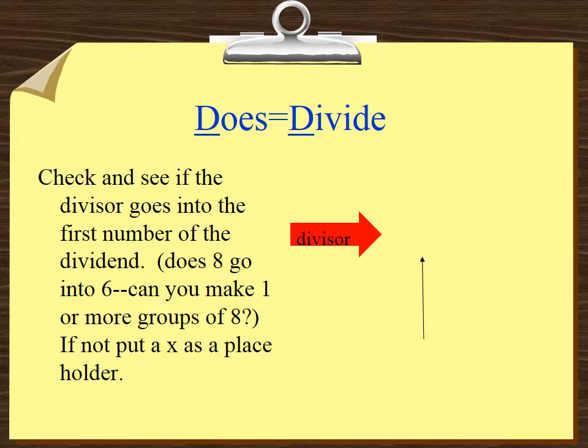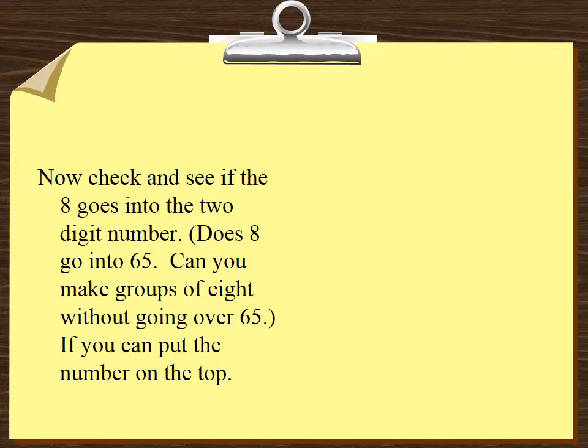Does equals divide. Check and see if the divisor goes into the first number of the dividend. Does 8 go into 6? Can you make one or more groups of 8? If not, put an X as a placeholder. Now check and see if the 8 goes into the two-digit number. Does 8 go into 65? Can you make groups of 8 without going over 65? If you can, put the number on top.